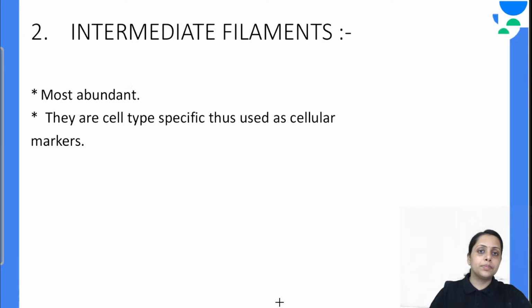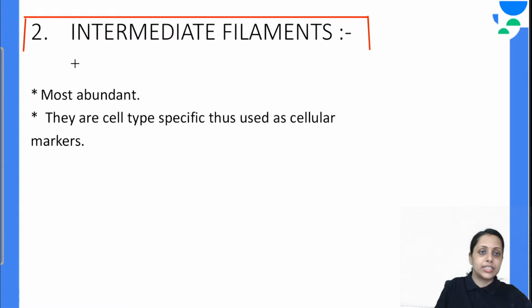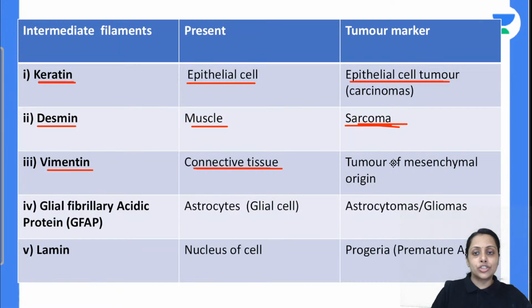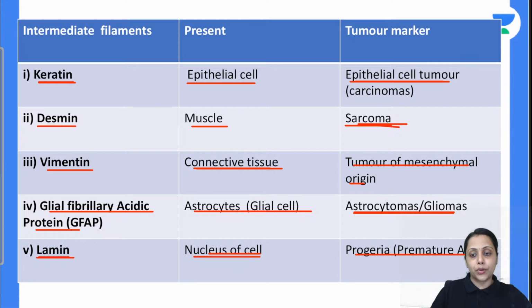Okay, moving further to the intermediate filament. Among all cytoskeletal filaments, the intermediate filament is the most abundant. They serve as tumor markers, for example for tumors of mesenchymal origin. Glial fibrillary acidic protein is present in our astrocytes or glial cells, and it is a tumor marker for astrocytomas or gliomas. Lamin is present in the nucleus of the cell, and it is associated with progeria or premature aging. So this chart is very, very important.